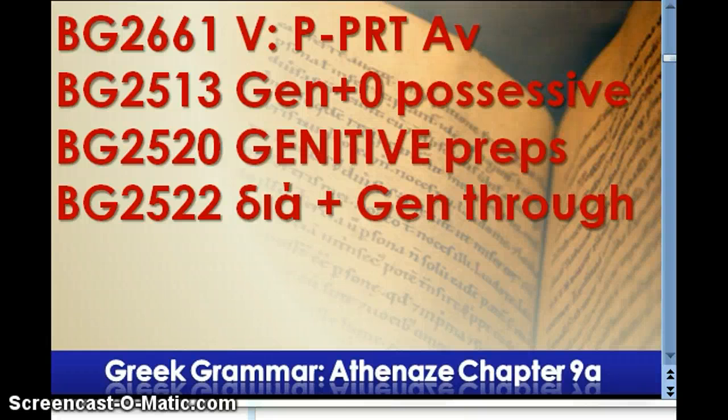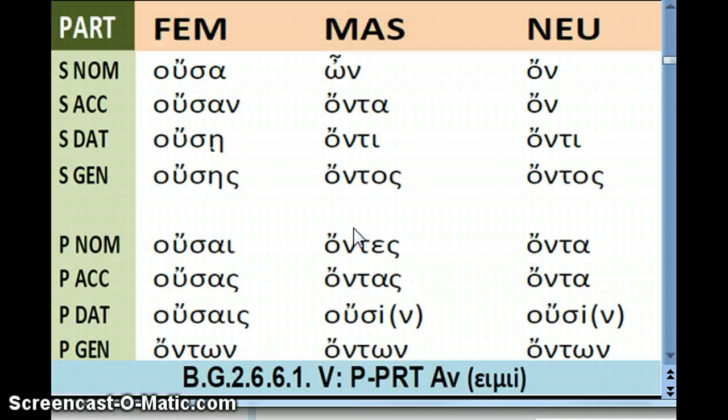Athenaze I, Chapter 9, Alpha. Today we are going to cover the present participle active, the genitive possessive phrase, genitive prepositions, and so on and so on. The present participle in the present form is listed here.